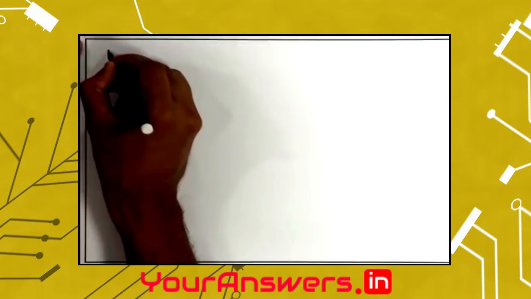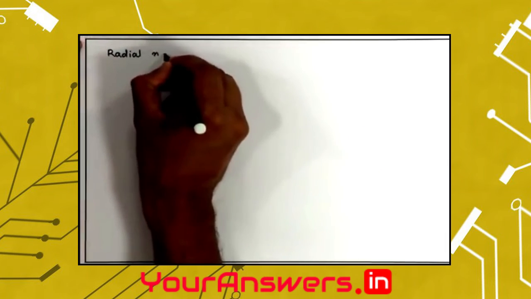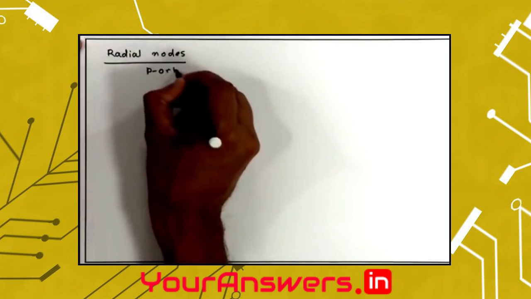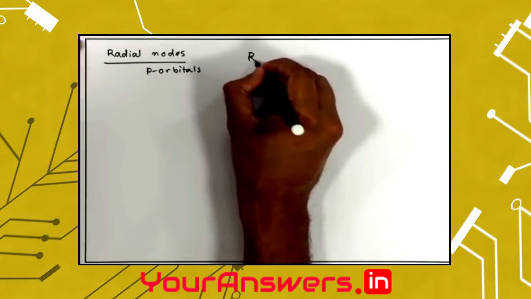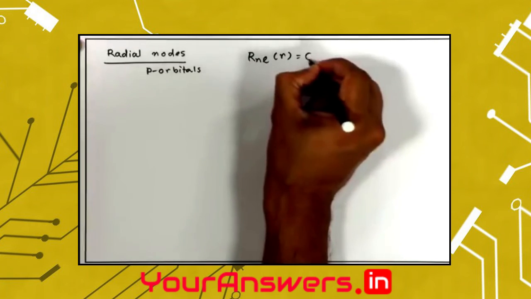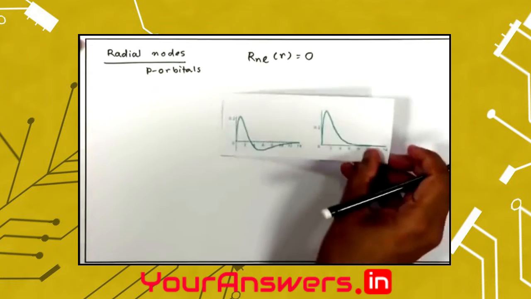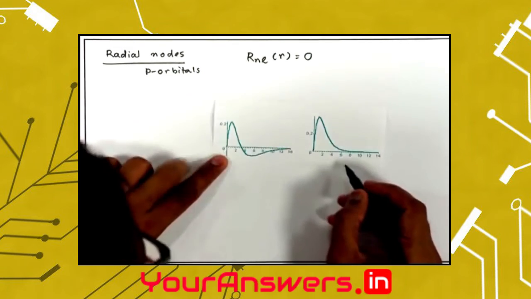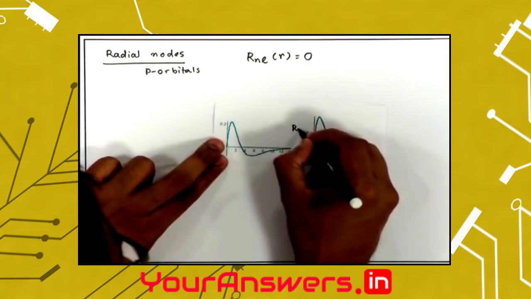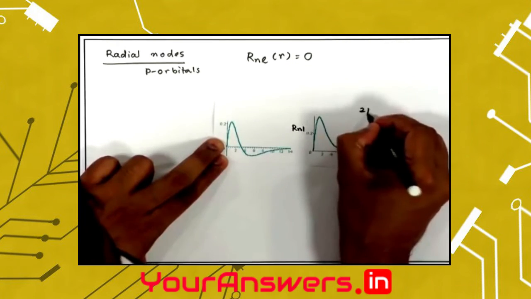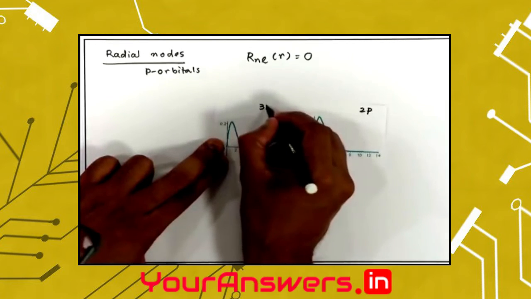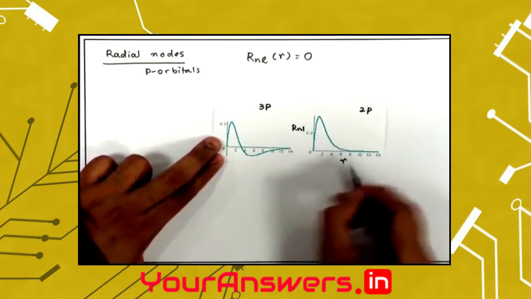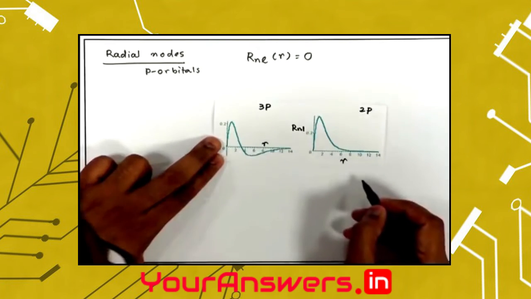Now, we will discuss the radial nodes for p orbitals. Again, a radial node is obtained when the radial component of the wave function vanishes. I have 2 pictures here. The picture on the right hand side shows the radial component of the wave function for a 2p orbital, and the left hand side picture shows the radial component of the wave function for a 3p orbital, and the x axis is again the distance between the electron and the nucleus.